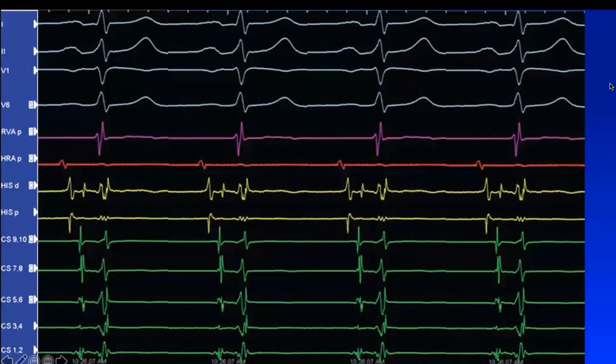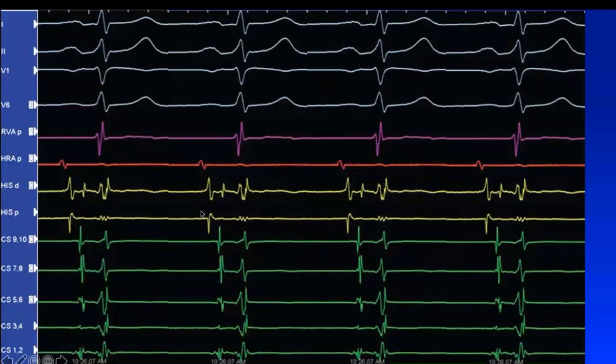So if you want to walk me through the signals, what do you see? So the signal should start where? If it's high right atrium, the high right atrium is the earliest. And then, yes. What's next? Then the Hess.